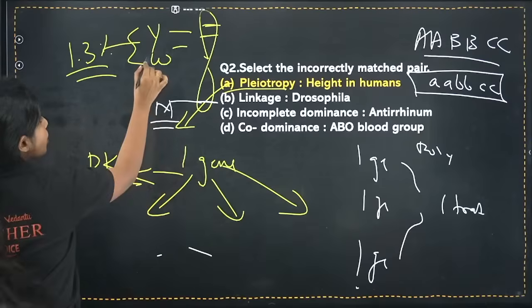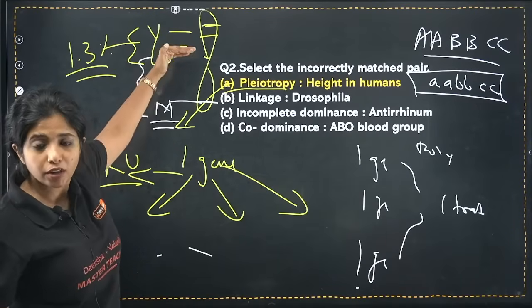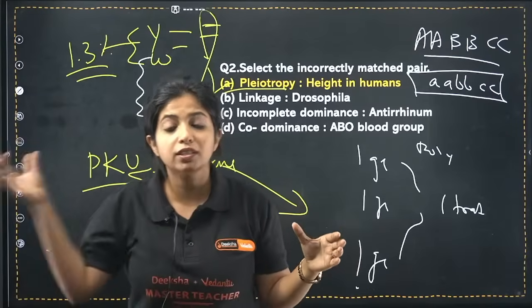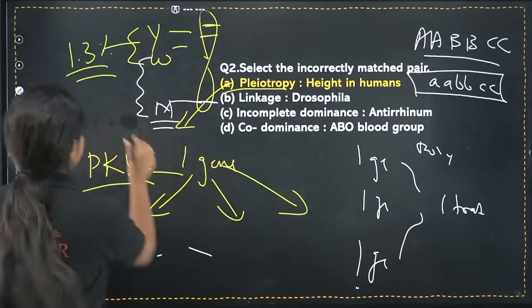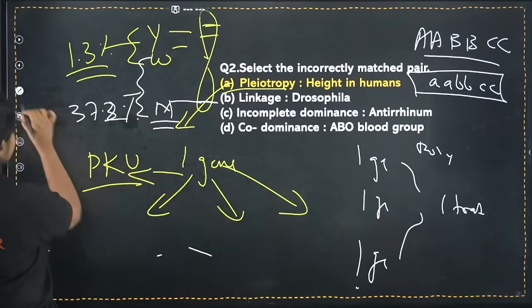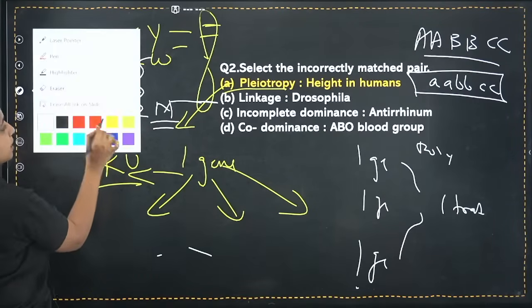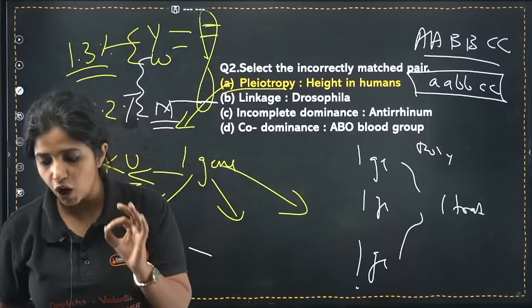Over here, when you talk about the linkage, how they are loosely linked, they are far away from each other. If they are far away from each other, don't you think some other friendship can also happen? Yes, new combination can happen. So we say the percentage of recombination is 37.2%. The maximum amount of recombination is 50. Here it is 37.2% recombination.